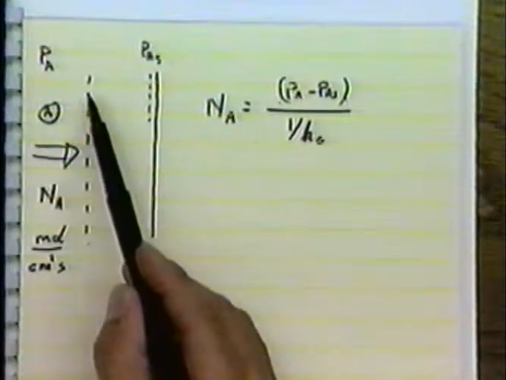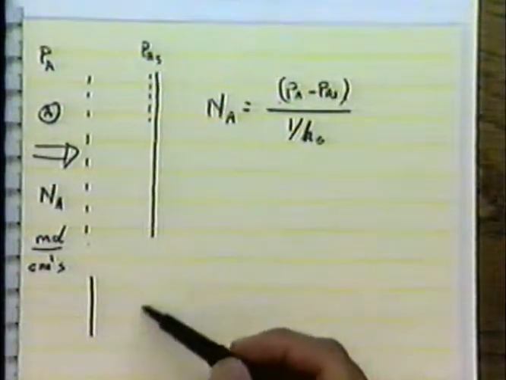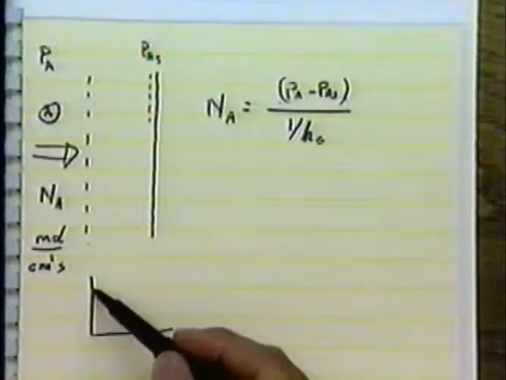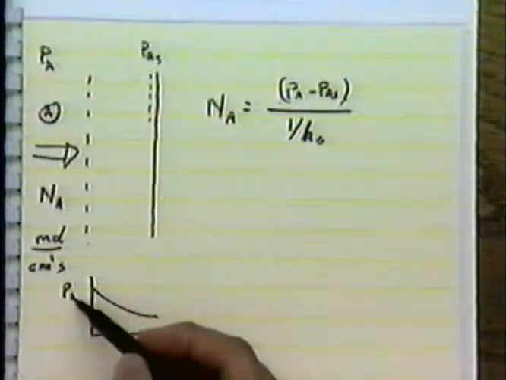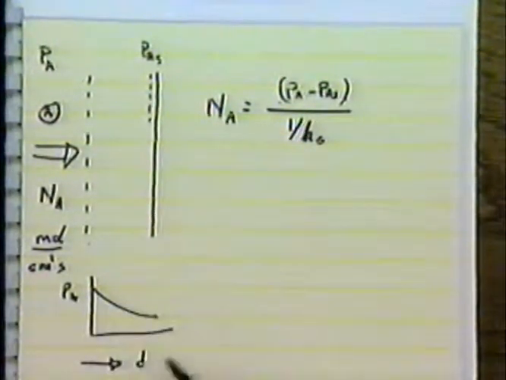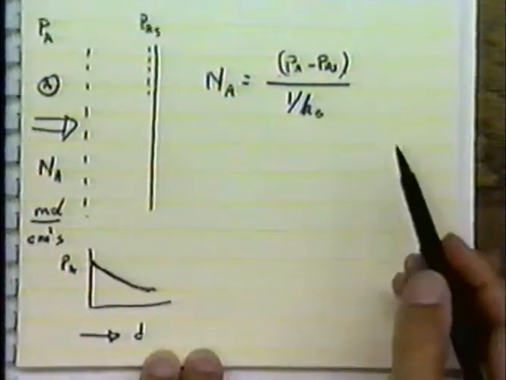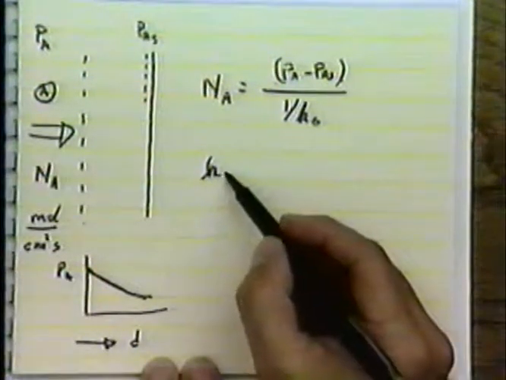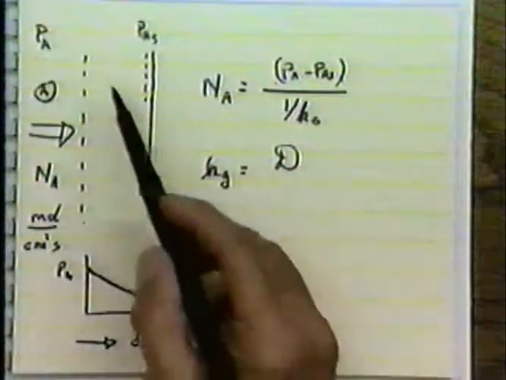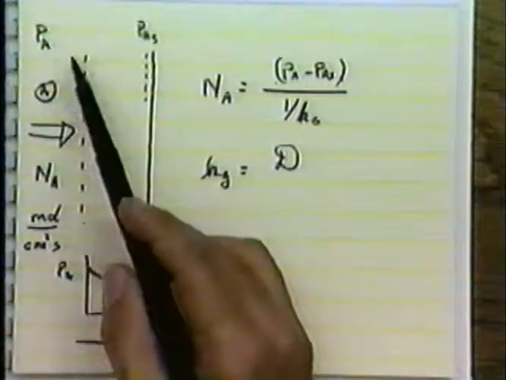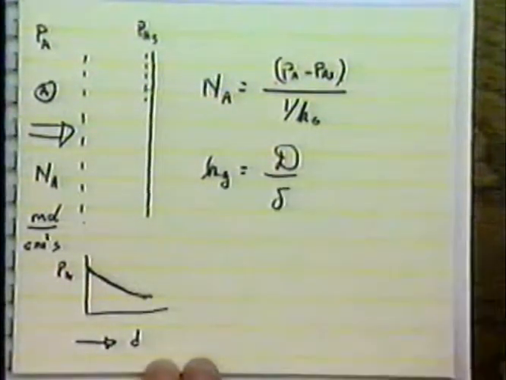If the resistance is small, that means that the partial pressure is uniform throughout this film. Otherwise, we will have a decay in the partial pressure of A, PA, versus distance through the film. This should be a straight line. Now, kg is the diffusion coefficient of species A in this film divided by the film thickness.